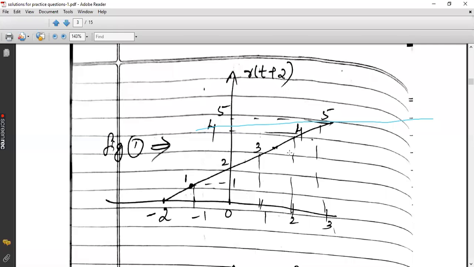Again, you need to mark the amplitude, otherwise it will be very difficult for you while performing the final step. Okay, so your amplitude is not going to change. The only thing is you have shifted your time axis towards the left side by 2 units of time. Draw it. This is your r of t plus 2.